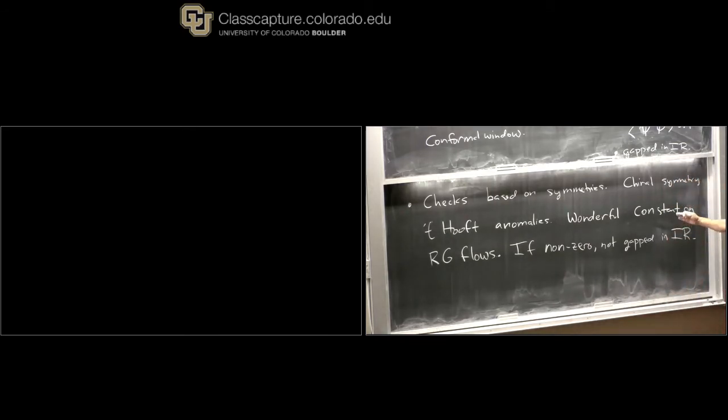Also, I should mention that there are 't Hooft anomalies for discrete symmetries. And if we have non-zero 't Hooft anomalies for discrete symmetries, then the theory might be gapped, but it's also interesting in the infrared. Like there could be a topological quantum field theory in the infrared that's required to match these discrete 't Hooft anomalies. So a lot of what I'll say will be specific to continuous 't Hooft anomalies, but the discrete case is also very interesting.